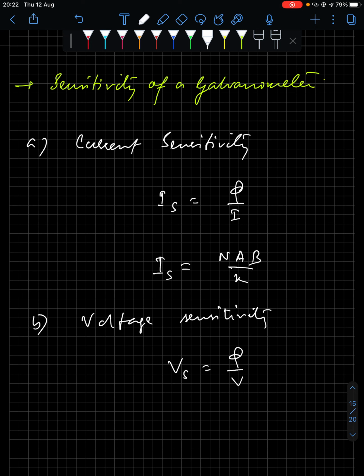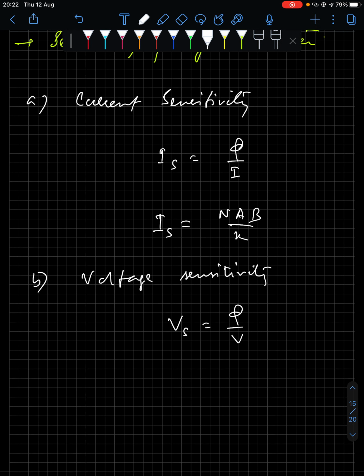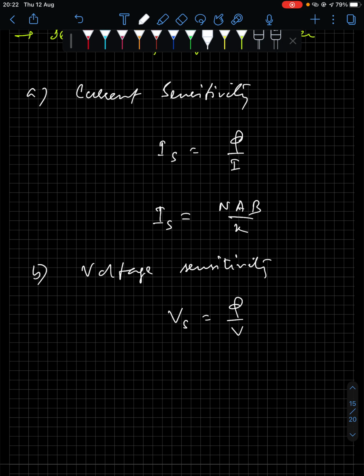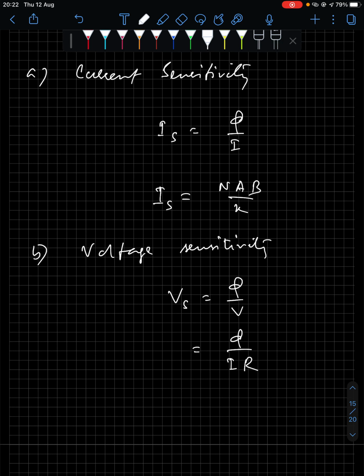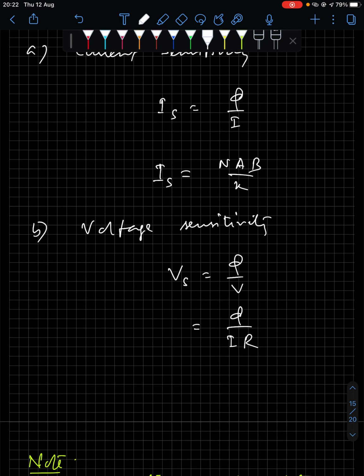So voltage sensitivity Vs is equal to phi by V. This is the deflection produced per unit change in voltage, or per unit change in potential difference. From Ohm's law you can write V equal to IR, where R is the resistance of the coil. Therefore phi by I, again phi by I is NAB by K, so your relation becomes NAB by KR. This is your formula for voltage sensitivity.